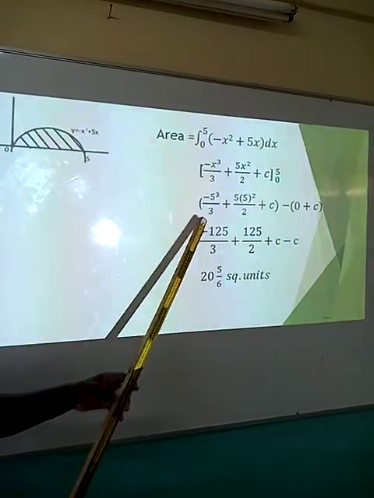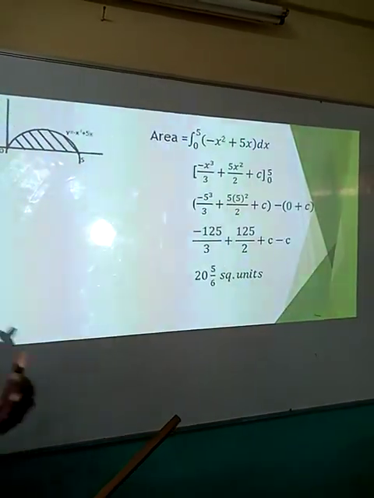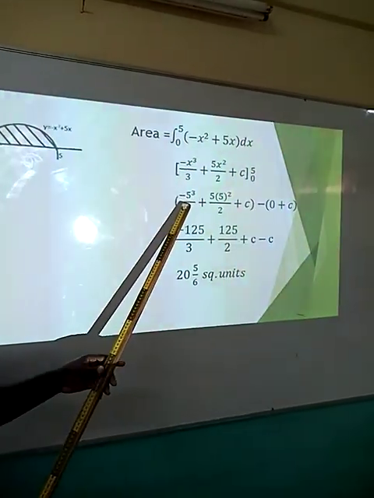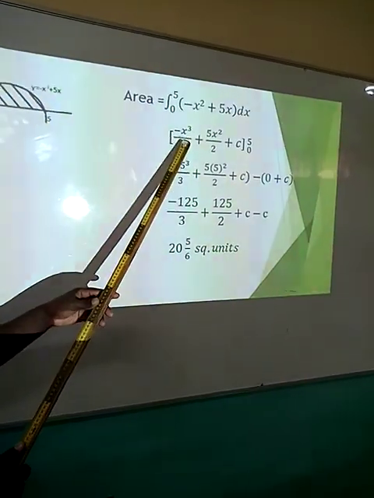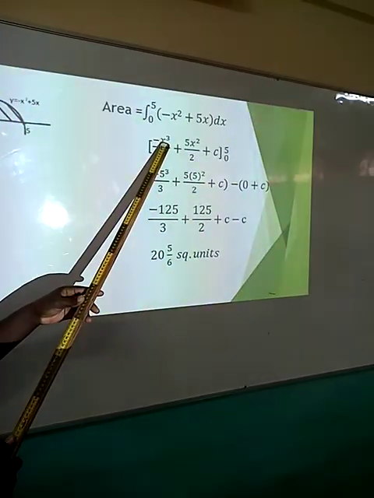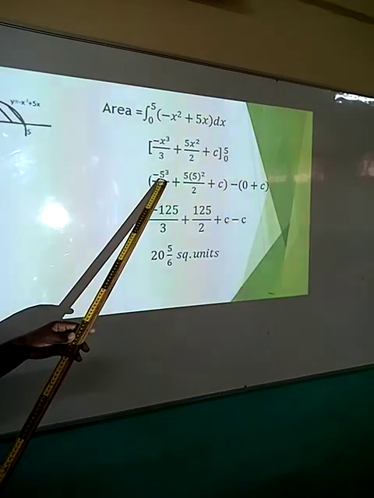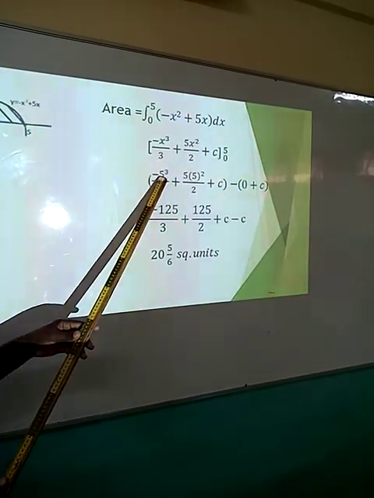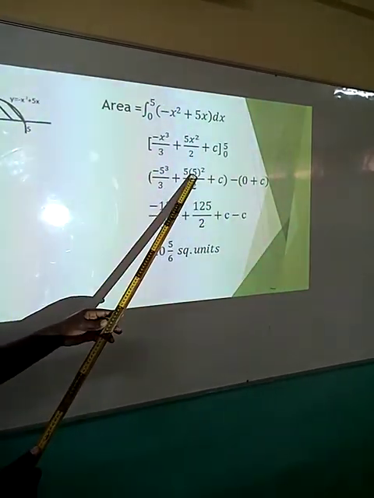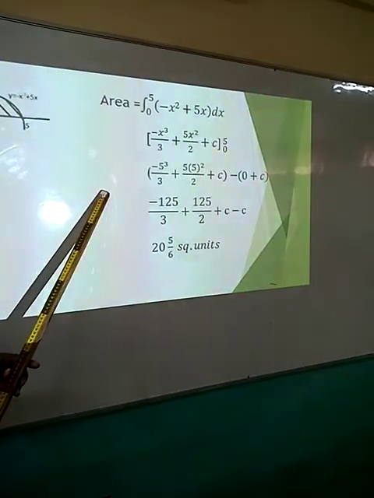The next step we have done when we are doing definite integration. So we have minus 5 cubed, because we are substituting where there is x, we place 5, the upper limit. We've done that in the first bracket.